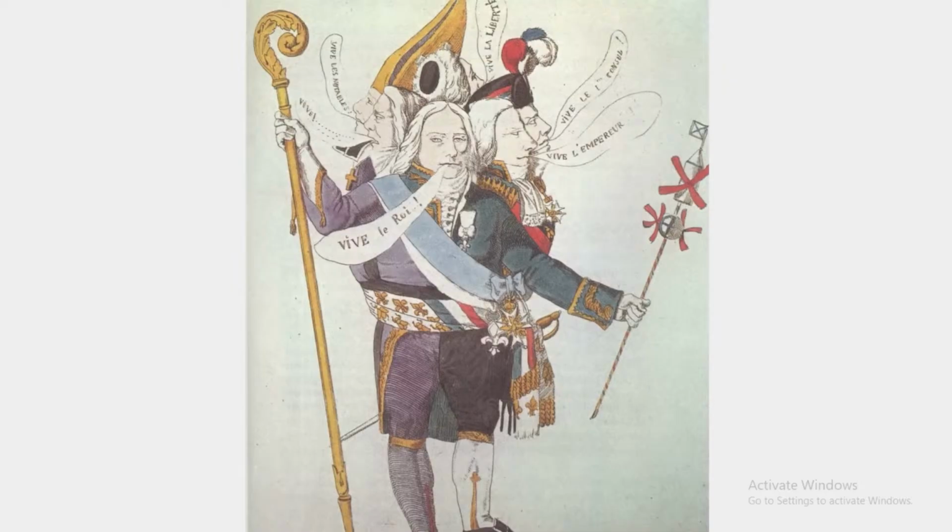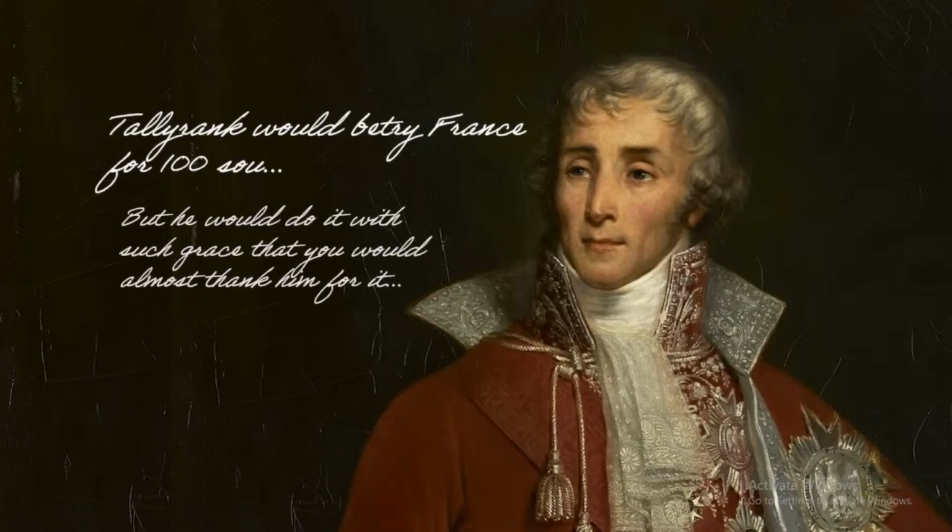Fouché is the vilest of men. He would betray his friends for power. Talleyrand would betray France for 100 sous, but he would do it with such grace that you would almost thank him for it. As Napoleon's empire showed signs of collapsing, they saw the writing on the wall and were quick to betray him.